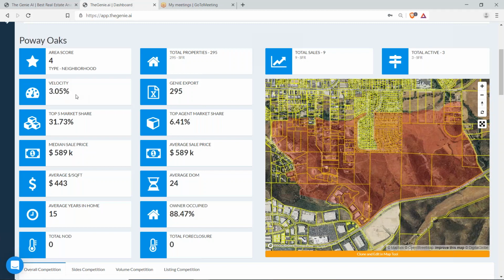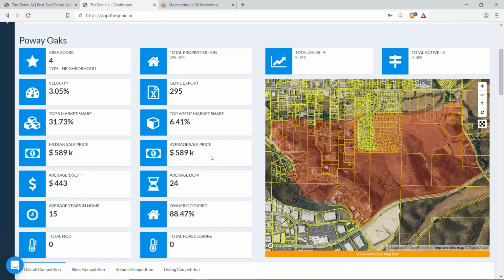I like to see that around 5%. The top agent market share, I like to see that under 10%, so this is looking good right here. And then the top 5 agent market share, we usually want to see that around 35 and under. Just lets us know that it's a decently fragmented market and that there's room for us to grow and build our brand in there.